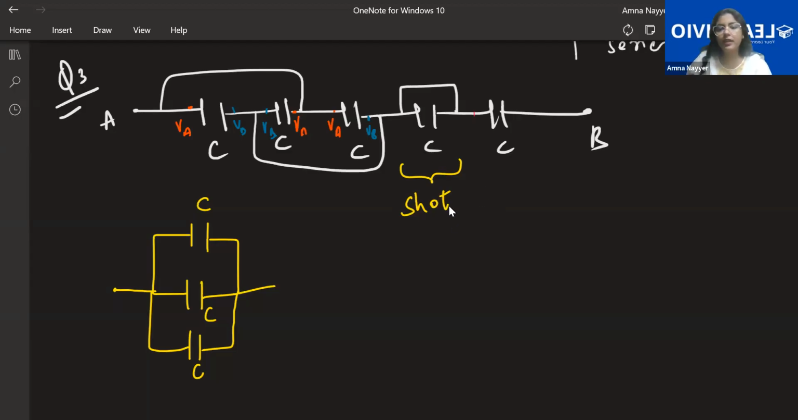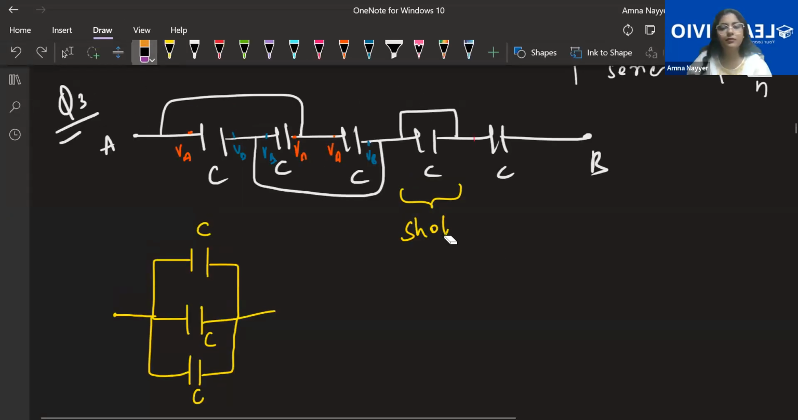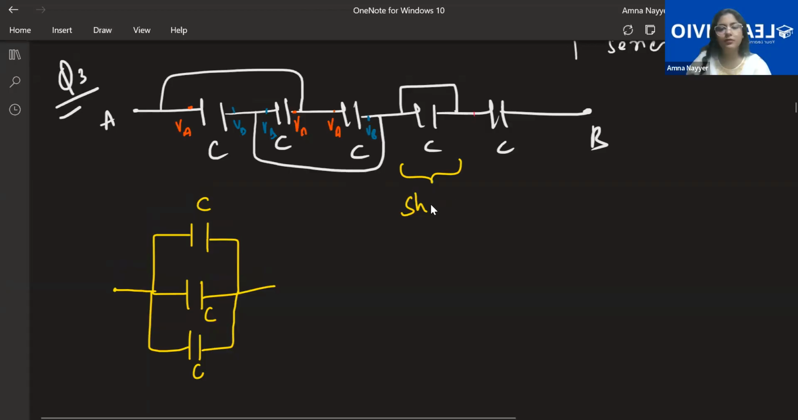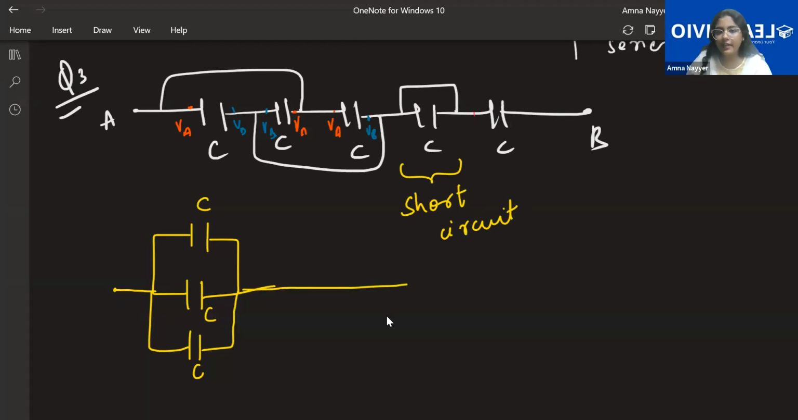This circuit that is present is a short circuit, so you can replace it by just a straight wire. That's it. And then this will be present, whose value is C. See, these three are connected in parallel, so this will be 3C and this will be C. So 3C and C are connected in series.